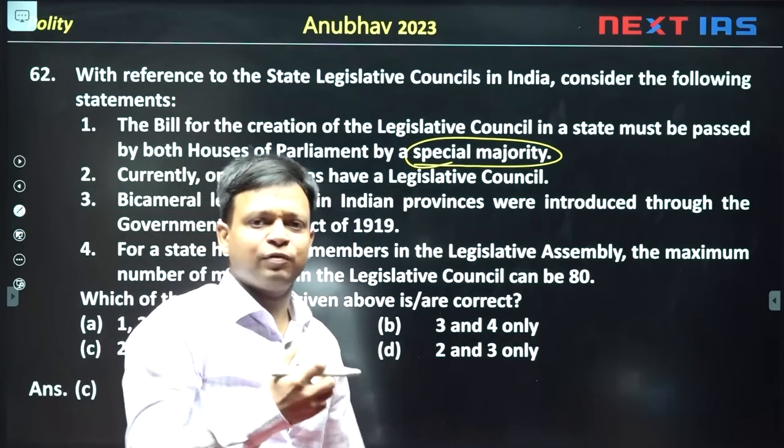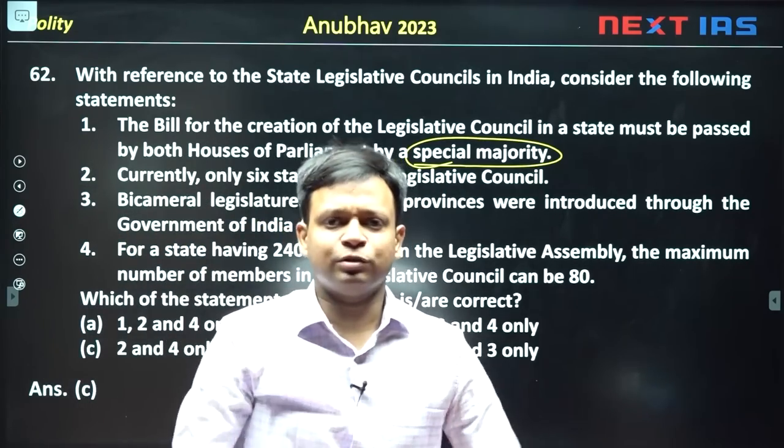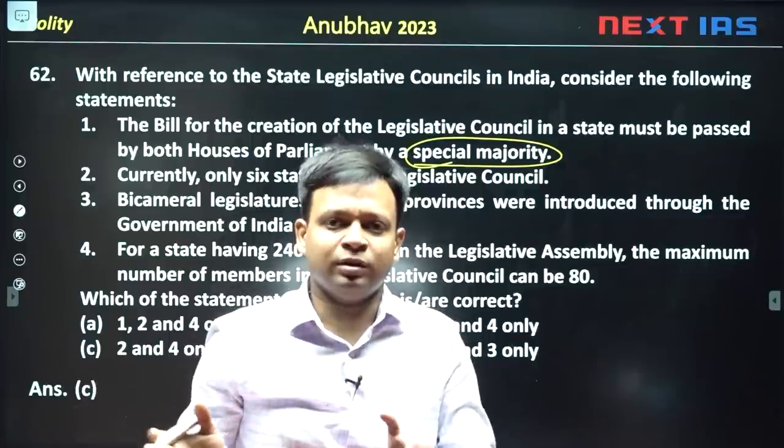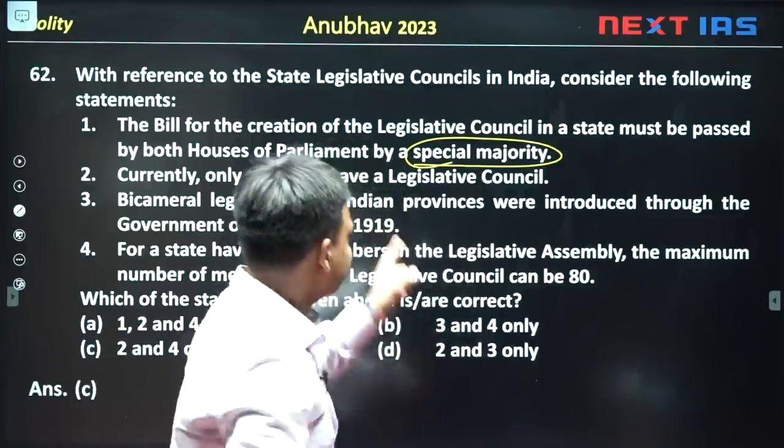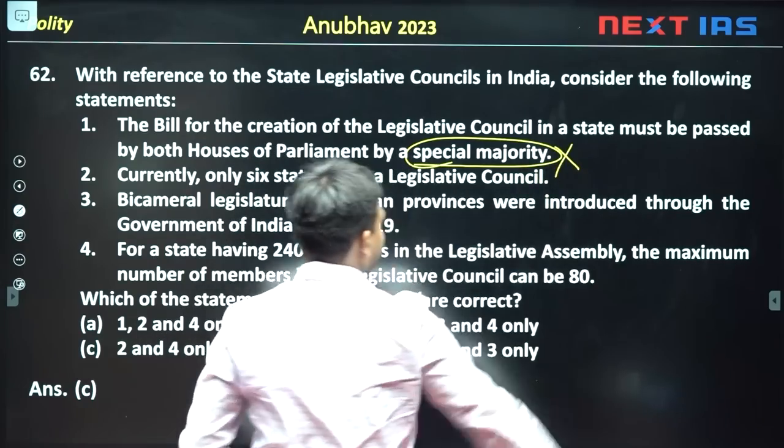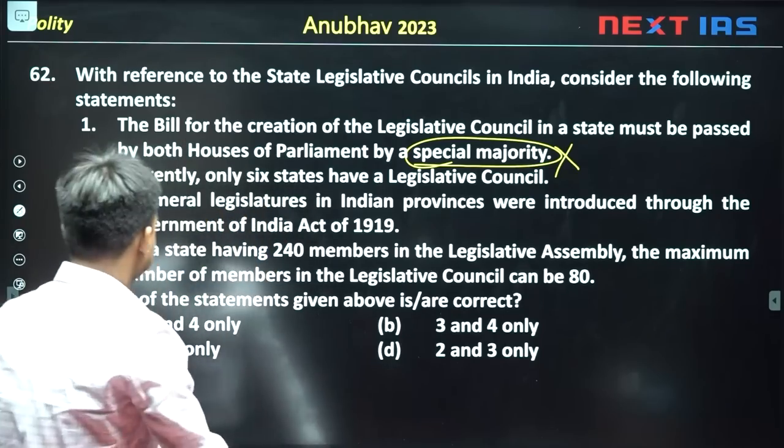Remember, it is one of the flexible features in our constitution. It enables creation or abolition of state legislative council by a simple majority. So, the special majority part is wrong. This is not correct. It requires simple majority.